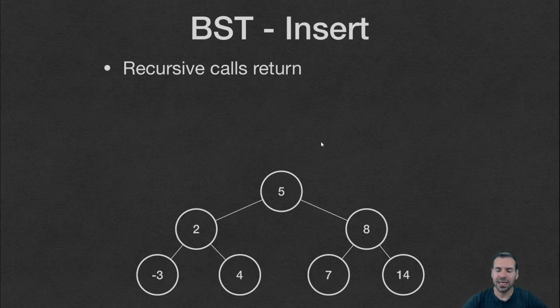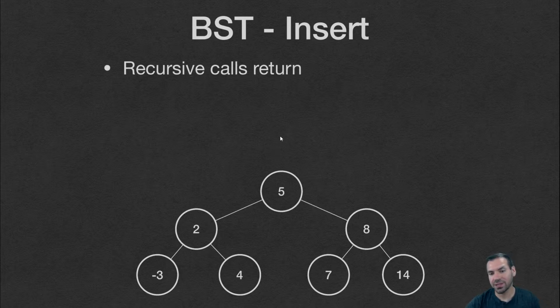If we have, say, -2, we would say -2 less than 5, true. -2 less than 2, true. -2 less than -3, false. So we're thinking right, and we would insert it right here. We find null to the right.